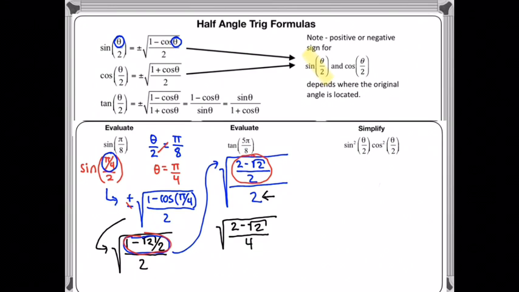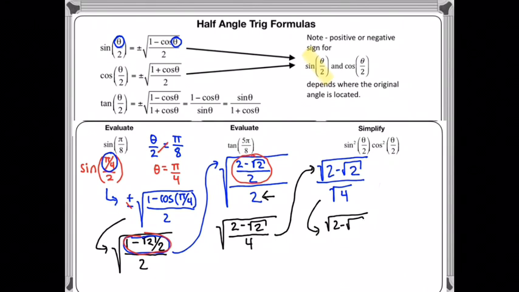Now I can take the square root of the 4 and the top part separately. That gives me the square root of 2 minus the square root of 2, divided by the square root of 4, which at the end of the day gives me the square root of 2 minus the square root of 2, all over 2. The way you can check that is to put this into your calculator and put this into your calculator, and they will come out the same. So that's how you do that one.